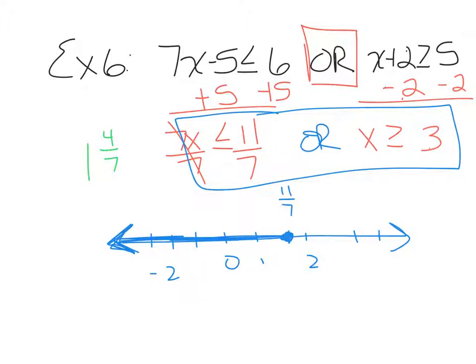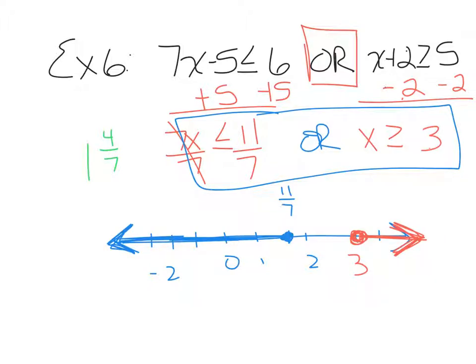Okay, so back to our graph. This part is the same. Less than or equal to 11 over 7. This is greater than or equal to 3. So I have a 3 here. It's closed. X is greater than that.